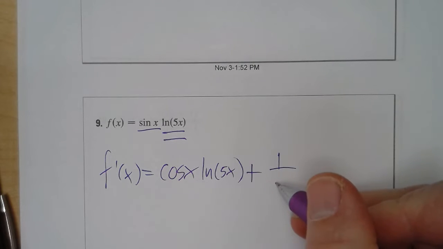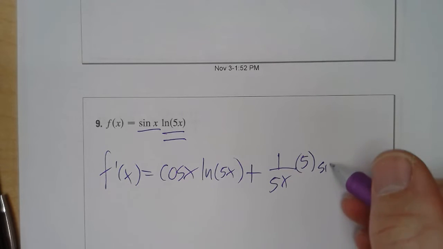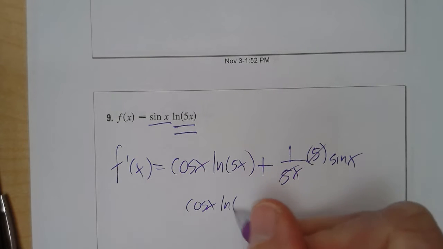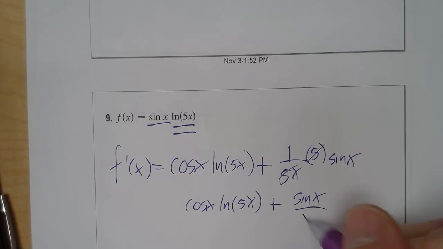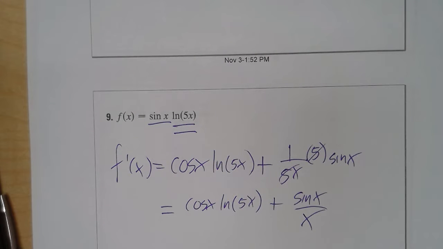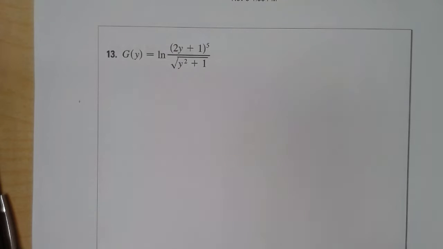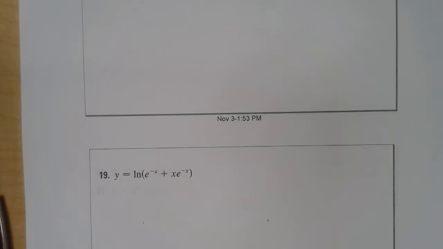So you take it, throw it on the bottom. Derivative of the inside, sine x. The 5's cancel out, so we get cosine x natural log of 5x plus sine x over x. This is number 9, and that's the way they left that one. All right. 15, that's kind of weird looking. 19, oh, 19 I think simplifies down quite a bit.